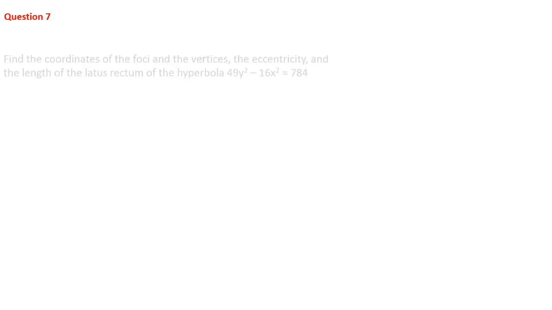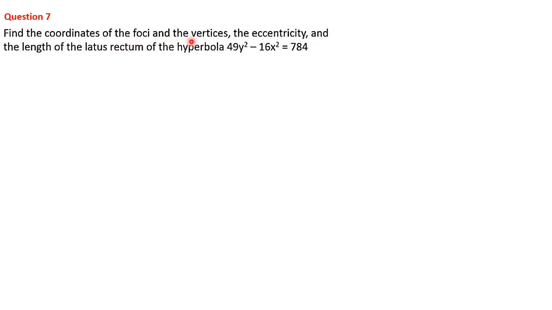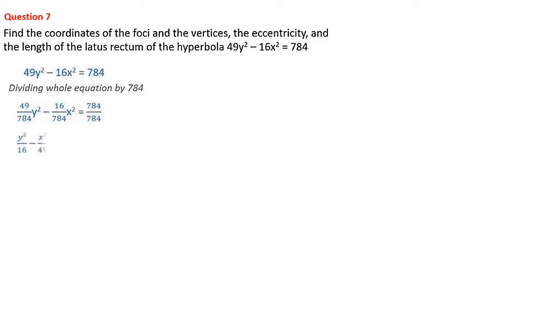The 7th question. Find the coordinates of the foci and the vertices, the eccentricity, the length of the latus rectum of the hyperbola 49y square minus 16x square equal to 784. Write down the equation. As we know the process now, the right side we need to make it as 1, so divide throughout by that number 784. 49 by 784 into y square minus 16 by 784 into x square equal to 784 by 784. So 49 and 784 we can cancel, it will be 16 times. 16 into 784 we will be getting 49 times, equal to right side is 1. So cancellation is quite simple.